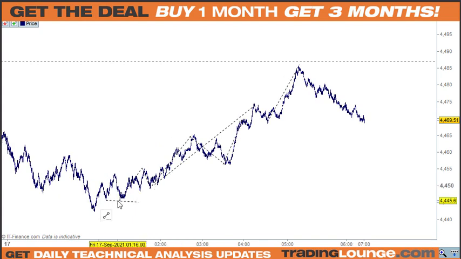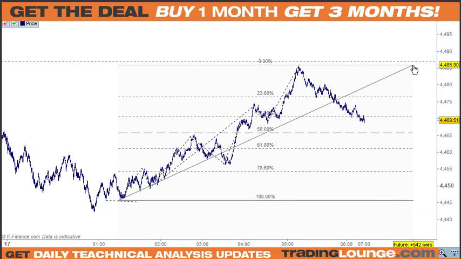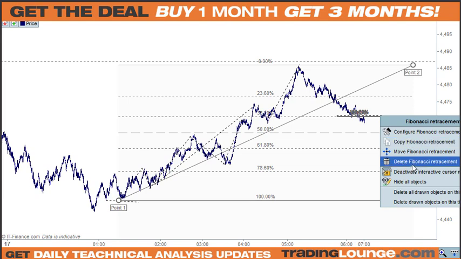We can go 1, 2, go 1, 2, 3, 4, and 5. We're still short 1 and 2 here. So this is probably a 4th wave here. That's at the 38.2% retracement level there. That's okay.